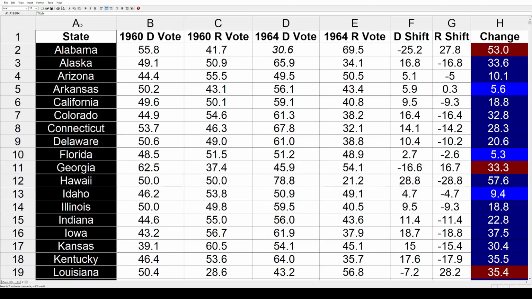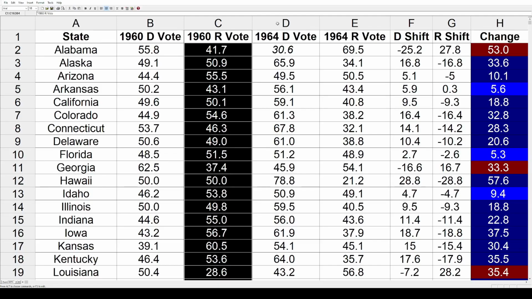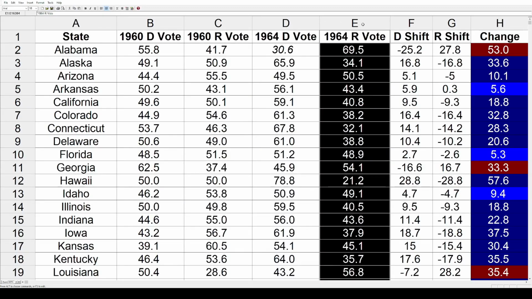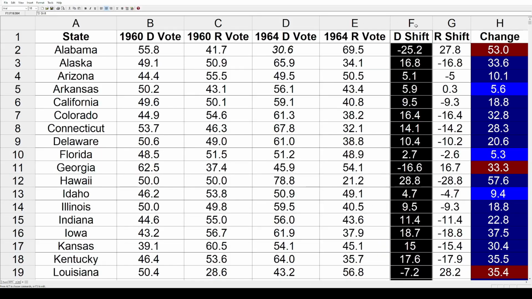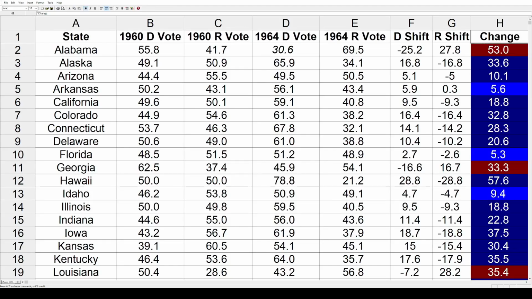We've got the states in the first column, then the 1960 Democratic vote, Kennedy, the 1960 Republican vote, Nixon, then the 64 Democratic vote, Johnson, followed by the 64 Republican vote, Goldwater. The next column are the Democratic shifts between those two elections, followed by the Republican shifts. And the last column, that's the net change between the two parties between the two elections. And I have the shading where the darkest colors are 10 or more point shifts. The very lightest colors would be under 5-point shifts. There's none of these in this video, so let's start here in Alabama.